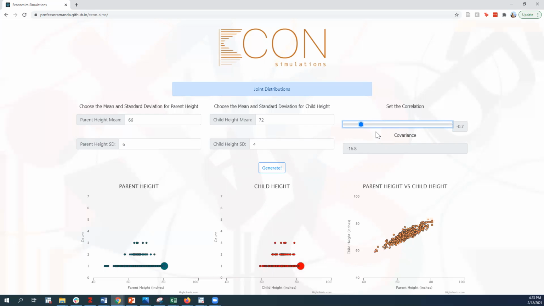Now, what if we were to, instead of a positive correlation, assume a negative correlation? Again, I haven't changed the mean and standard deviation of either of the random variables, but I now regenerate. And what I see in this case is that with a negative correlation, relatively tall children are associated with relatively short parents, as I can see in the corresponding red and green dots to the left. And relatively tall parents are associated with relatively short children.